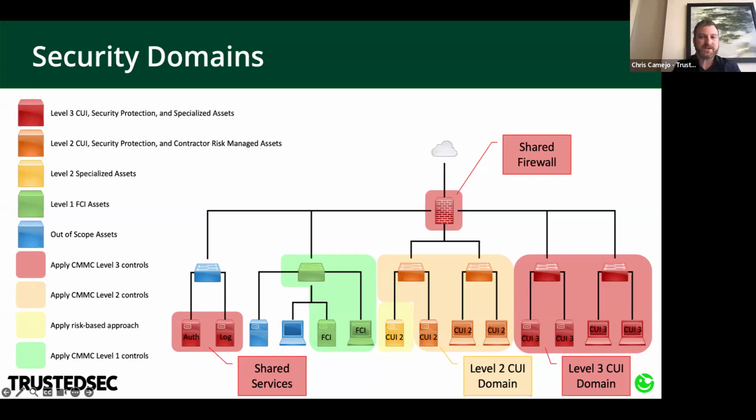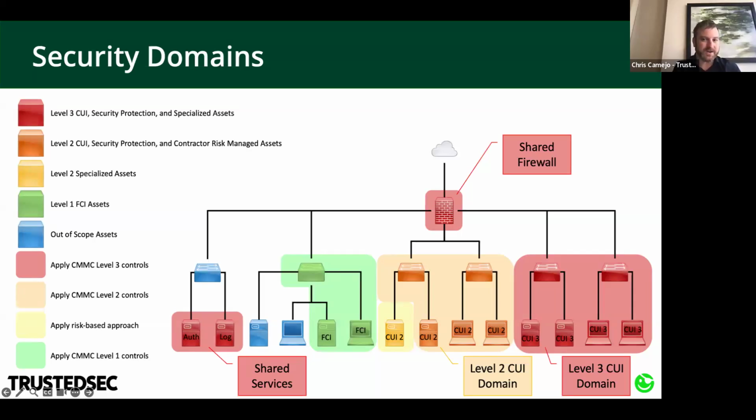There's a level 2 specialized asset mixed in with the level 2 CUI assets. Even though you can risk manage level 2 specialized assets, it's best to keep them in a CUI domain so that other assets don't get dragged into scope. The level 1 FCI assets being mixed in on a network segment with out-of-scope assets does not drag the out-of-scope assets into scope because the level 1 scope only extends to assets that directly process, store, or transmit FCI.